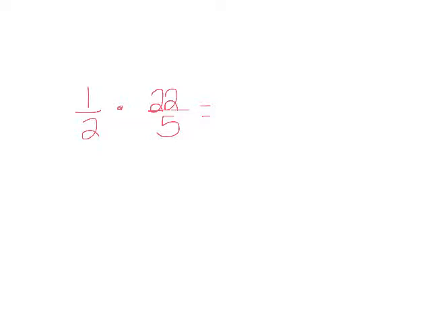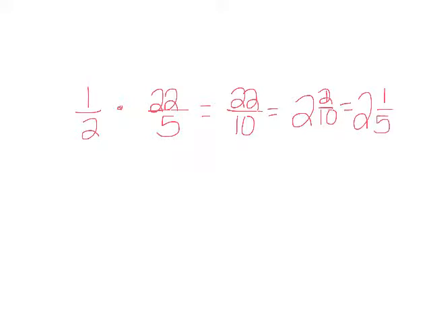So I will get 1 times 22, which is 22, over 10, which will simplify to 2 2/10, and that 2 2/10 can be rewritten as 2 1/5 as my final answer. Go ahead and pause the video, and I want you to try this one on your own.